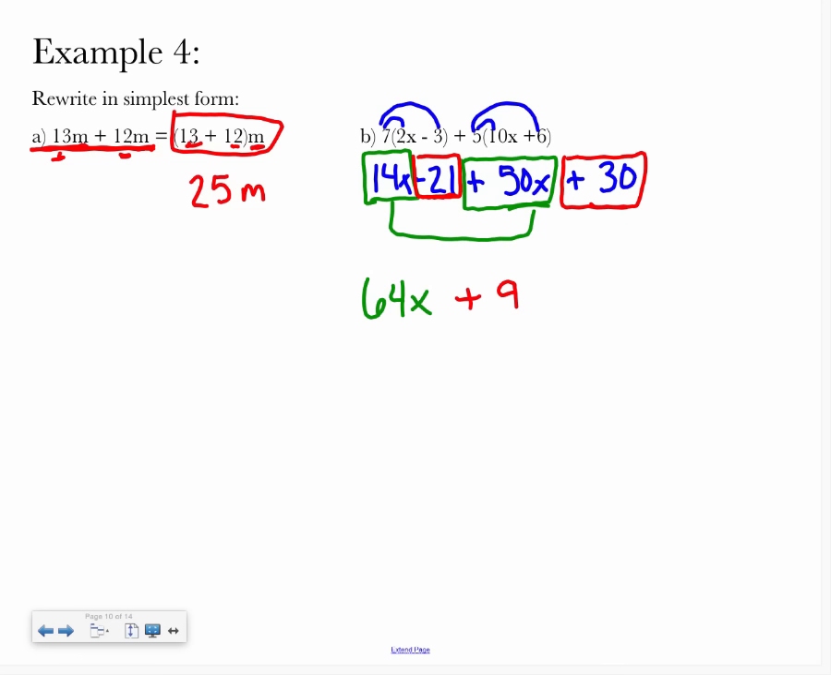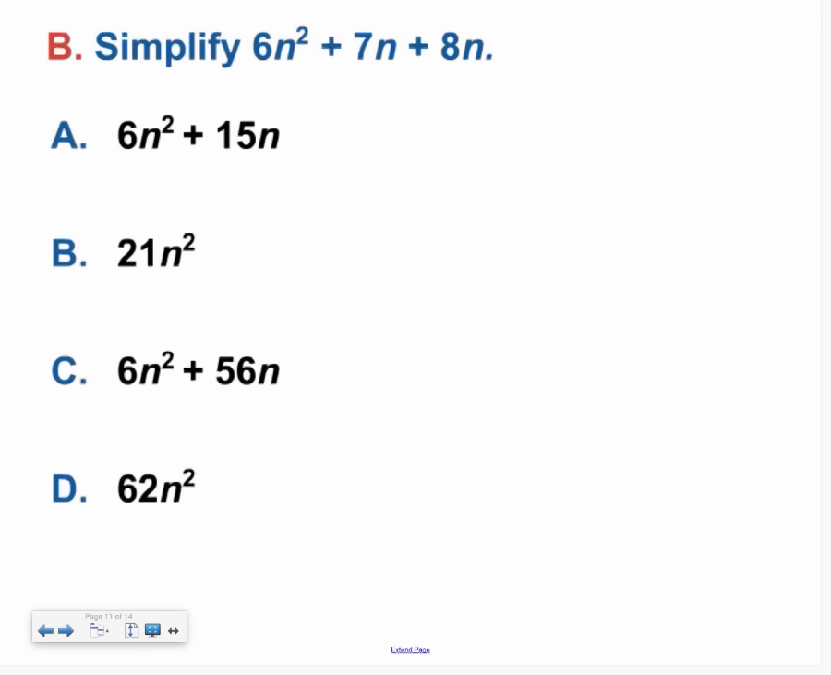Drawing the boxes around it, including the symbol in front, really helps you from making silly mistakes. Where if you would have forgotten the negative on the 21, you would have ended up with 51 instead of 9. Okay? So silly things like that can be easily prevented. Now let's take a look at this example and see what you get.